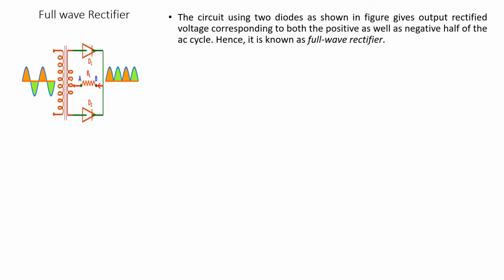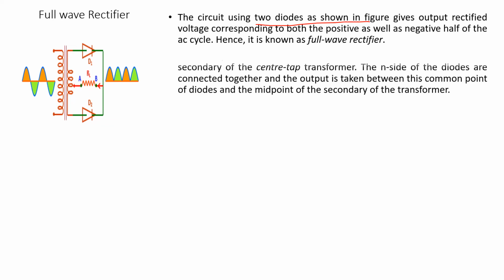The circuit using two diodes is shown in the figure, which gives an output of the rectified voltage corresponding to both positive and negative half of the cycle. Hence, here the output voltage appears for both positive and negative half cycles, and this is called a full wave rectifier. Here the P side of one of the diodes is connected to the top, and the other to the bottom point of the center tap transformer.